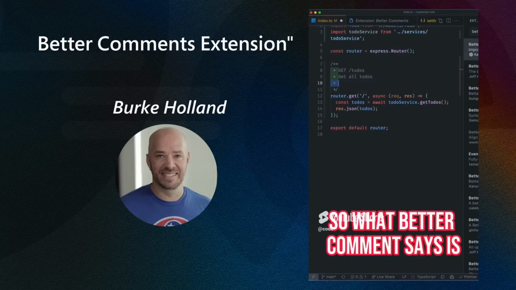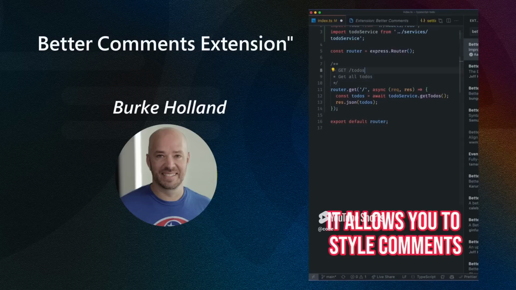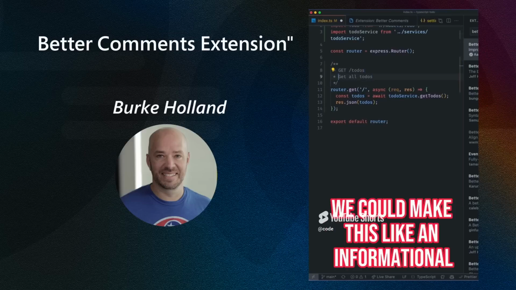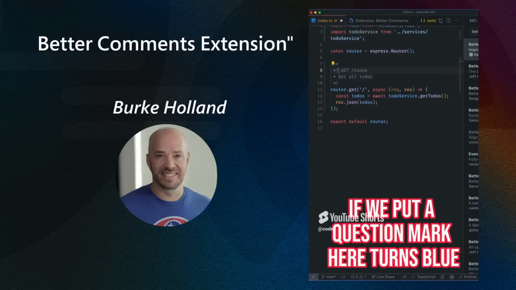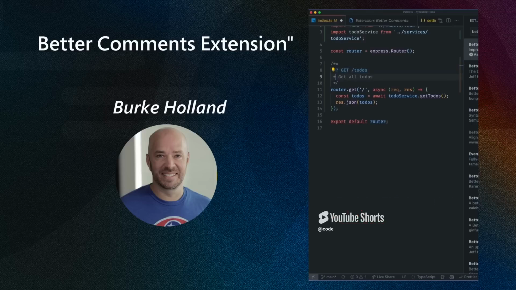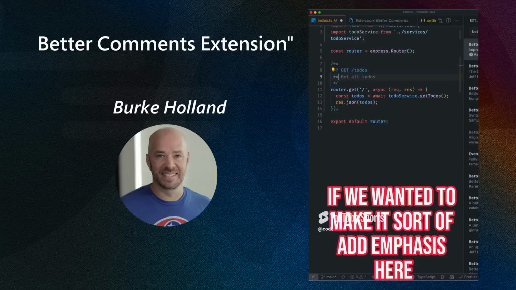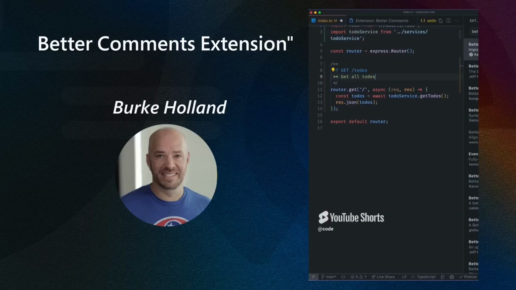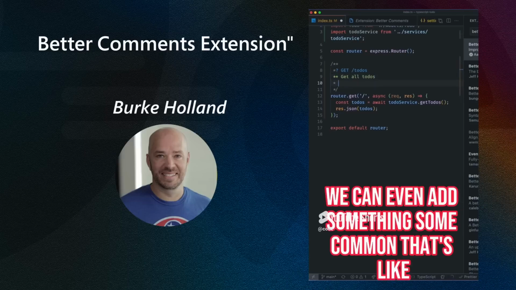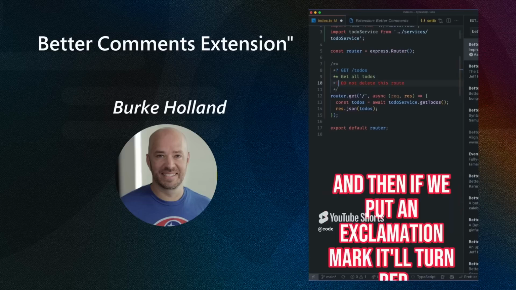So what Better Comments does is it allows you to style comments. We could make this an informational comment. If we put a question mark here, it turns blue. If we wanted to add emphasis here, this will make it turn green. We can even add a comment, and then if we put an exclamation mark, it'll turn red.